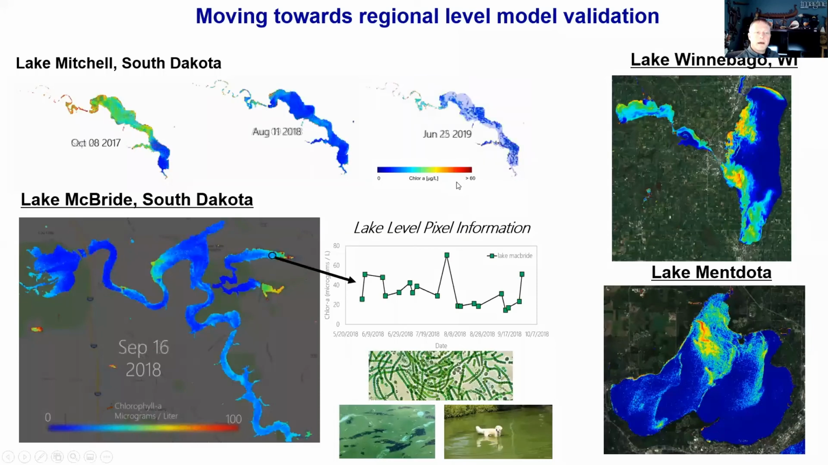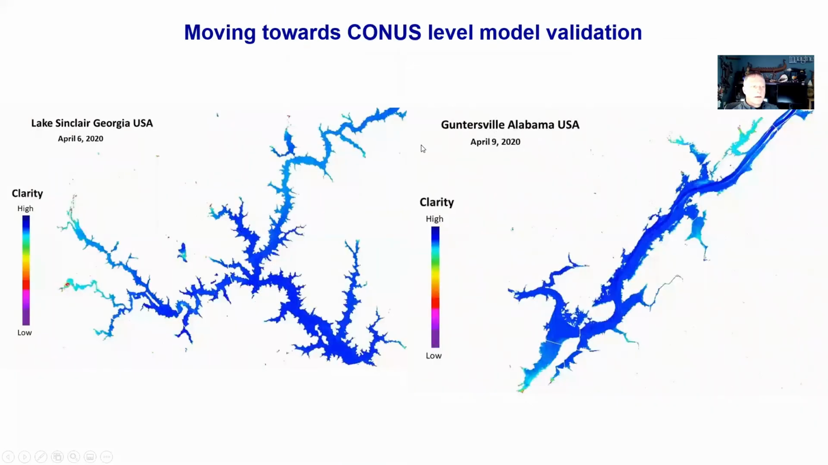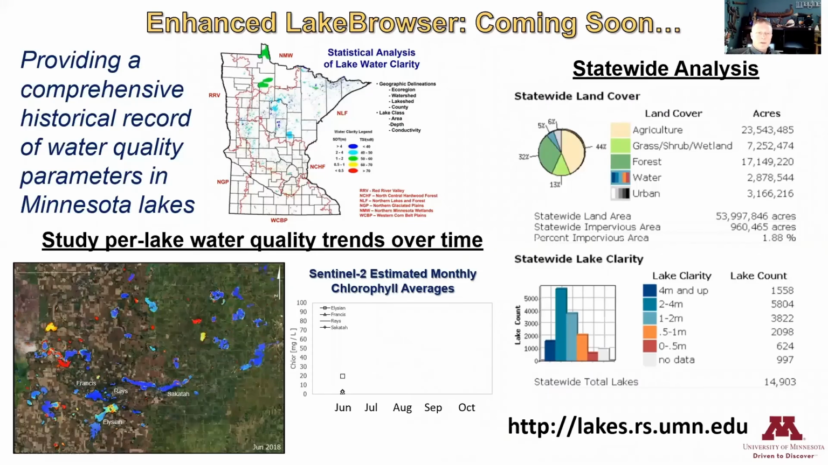We've also been having good success in other areas, neighboring states, South Dakota and Wisconsin, and then some of the southern United States like Georgia and Alabama, which has a lot more clear imagery down there, and a little bit more dynamic systems with the reservoirs due to more storm events that come in and show good pulses, which is kind of interesting to see. And then a similar thing in Lake of the Ozarks in Missouri, when you see the pulses come in from storm events. Enhanced lake browser coming soon.